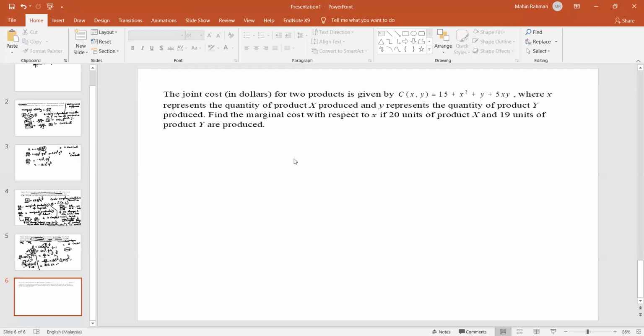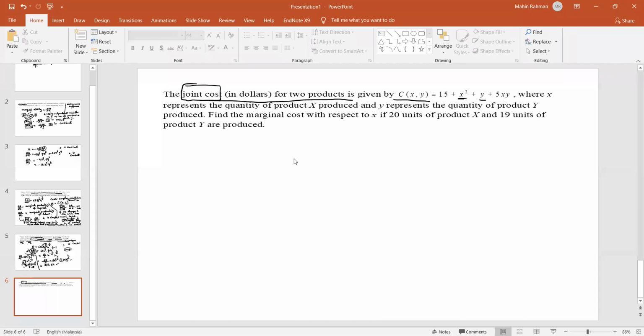Now you see that this is the joint cost for two products. Remember that last time when we did optimization of the cost function, for example cost minimization or profit maximization, the dependent variable, cost or profit, depended on only one independent variable, the number of product X, or the price of only one product. But here the cost function depends on two products, one is X, another one is Y. That is why it is called a bivariate function.